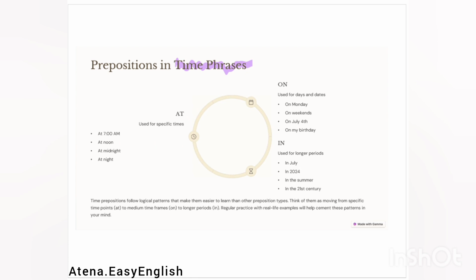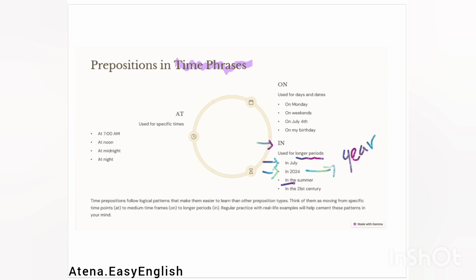Now look at the next one, in. When should we use in? In is used for longer periods. Look at the first one, when we want to talk about month. In July, in January, in February, yeah? The next one, when we want to tell the year. In 2024, in 2020, in 1996, yeah?